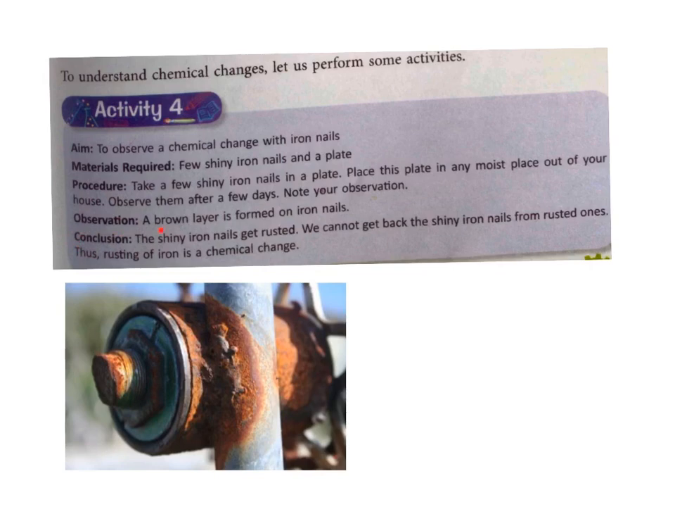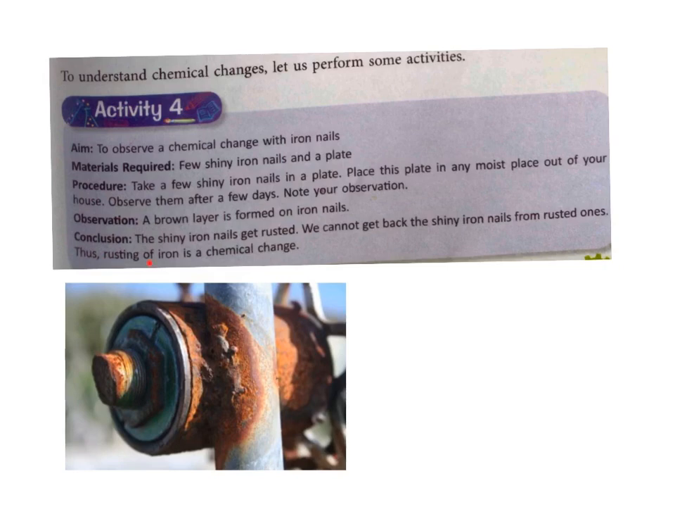Observation: a brown layer is formed on iron nails. After this activity you will observe that a brownish layer like this will be formed on the iron nail which you are using. Conclusion: the shiny iron nails get rusted. We cannot get back the shiny iron nails from rusted ones, which makes it an irreversible change.